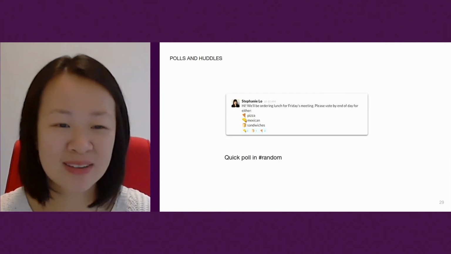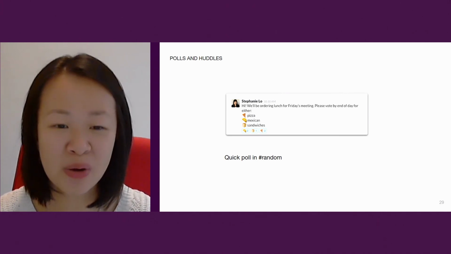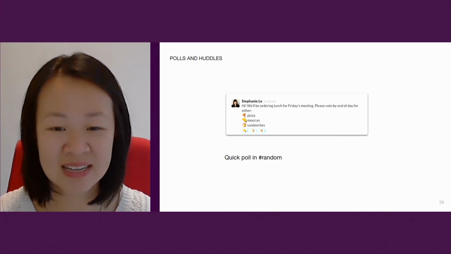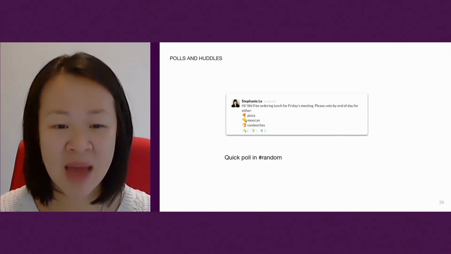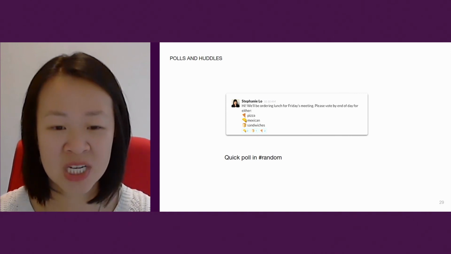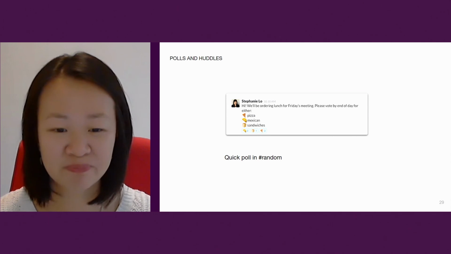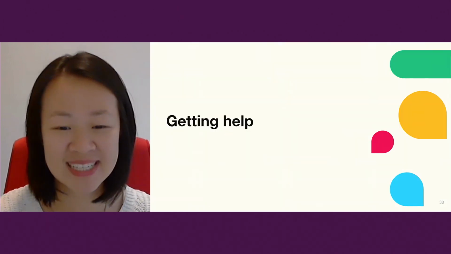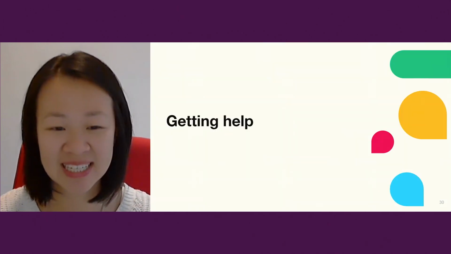We also have people that use emojis to do polls. So here, Stephanie is asking you for a quick poll for lunch orders, and people will respond with the corresponding emoji for what they want for lunch. So again, an example of how to actually use Slack and emojis for work.